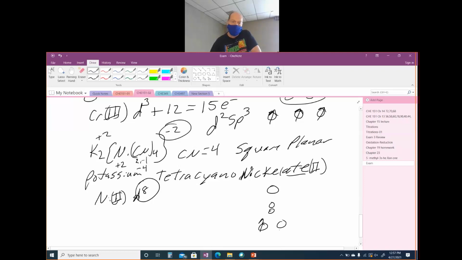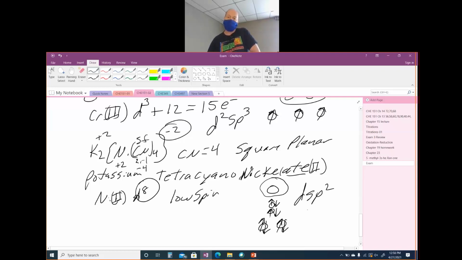And every square planar is low spin. And your CN minus is a strong field ligand. That doesn't make it low spin. Square planar makes it low spin. It wouldn't make any difference if your ligands were strong or weak field ligands. All right, and so every time you do square planar, this orbital will be empty. That is one of your d orbitals. And so dsp2 is the hybridization for your square planar.